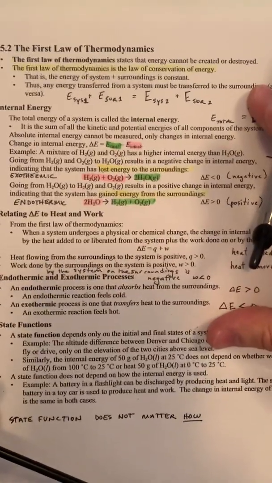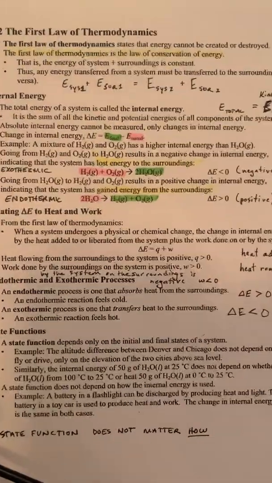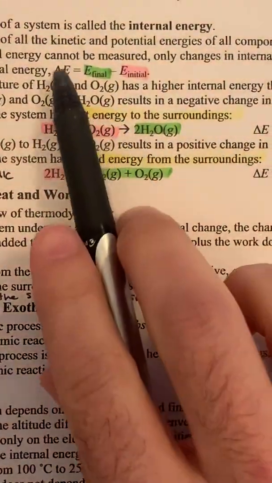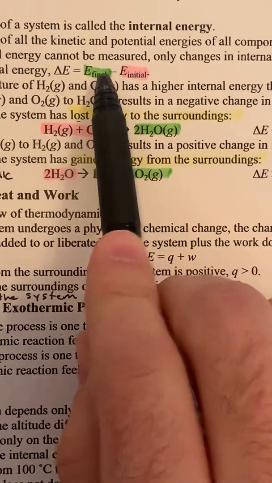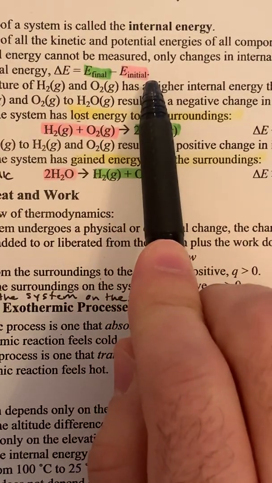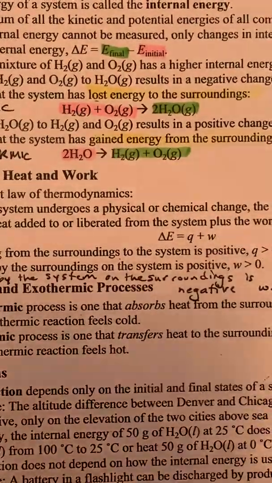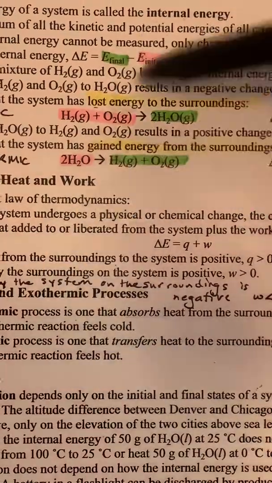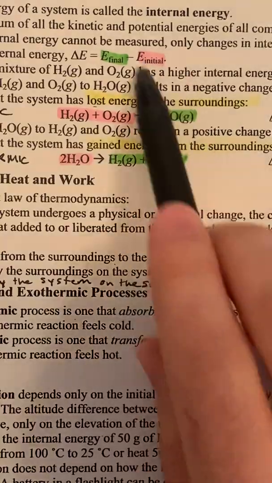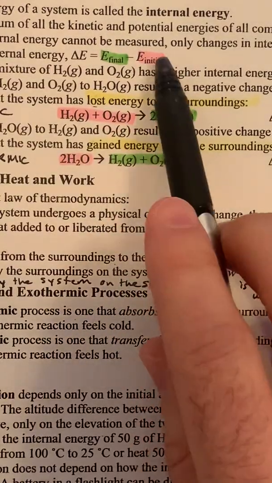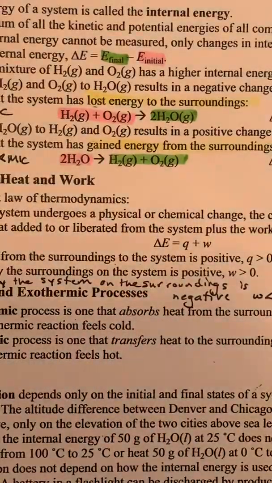Calculating change in internal energy, they give us this equation, delta E. Remember, the delta is change in, so change in energy. The way you calculate it is you take the final energy and subtract the initial energy. They give us an example here, and just so you know, my highlighting colors correspond. I highlighted the final in green, so anything highlighted in green down here refers to where you would get the final energy from. I highlighted the initial in pink, so anything highlighted in pink is where you get the initial from.